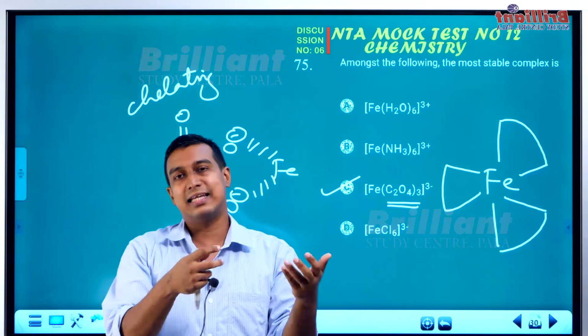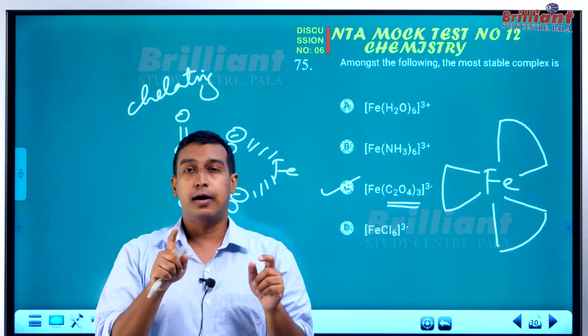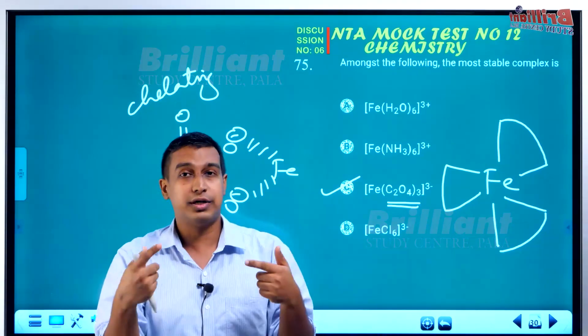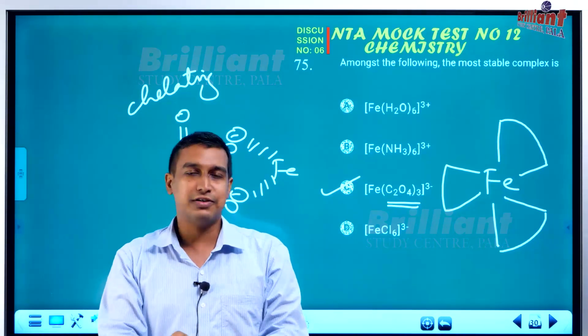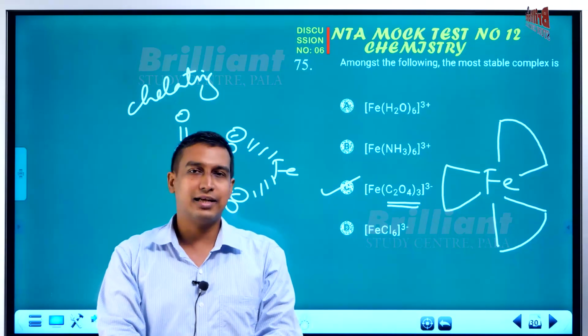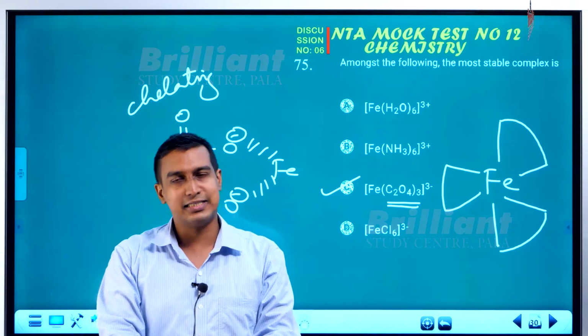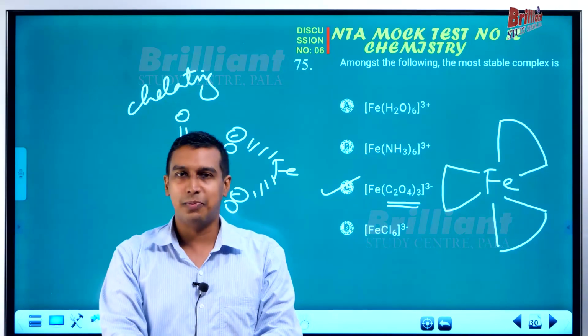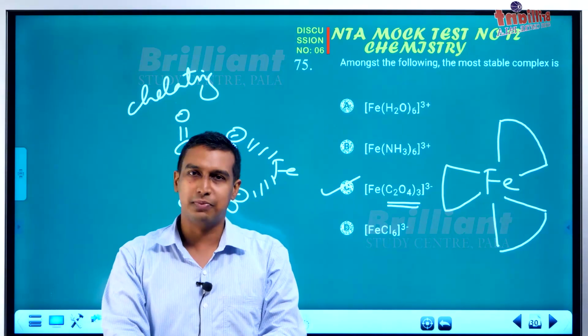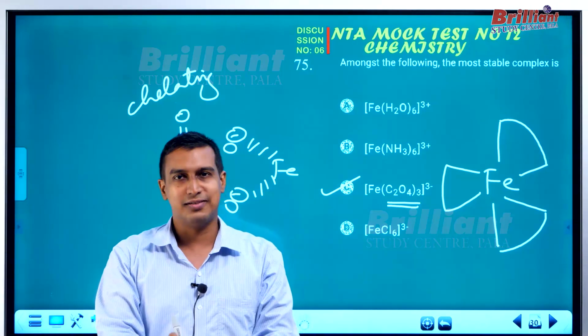Plus another thing is that it is bidentate, meaning more than one coordination, it has two coordination sites, which gives it a higher amount of stability. Generally, if the denticity is higher and chelation is happening, we say that such complexes are considered to be more and more stable. So coming to the next question.